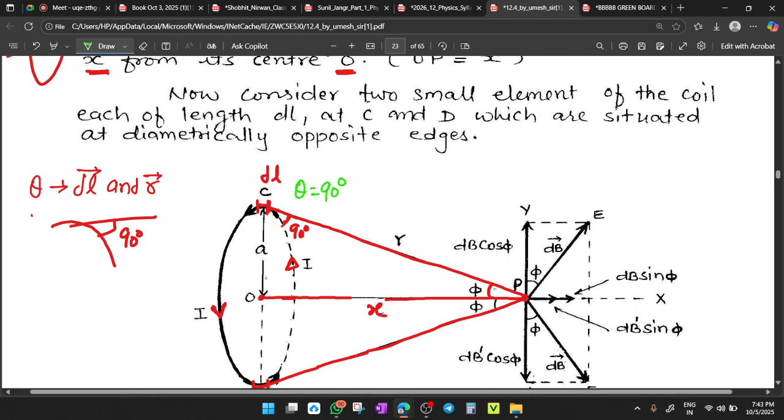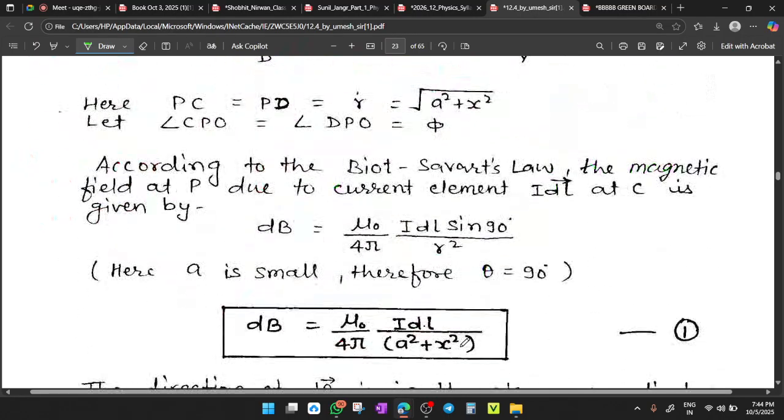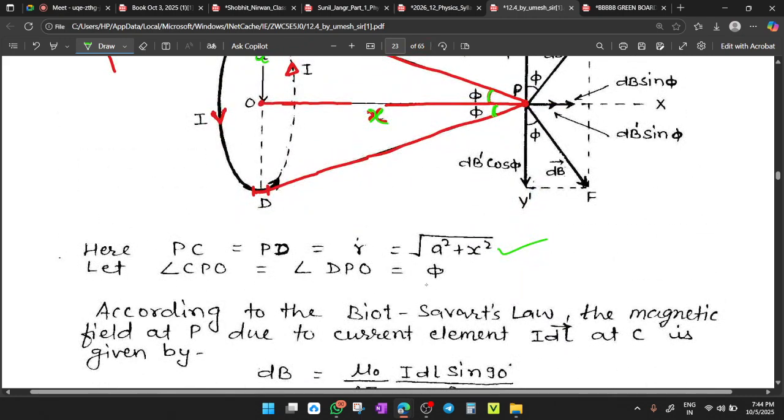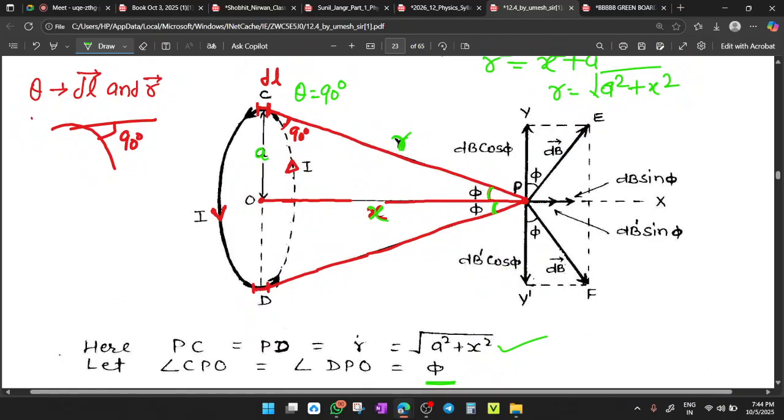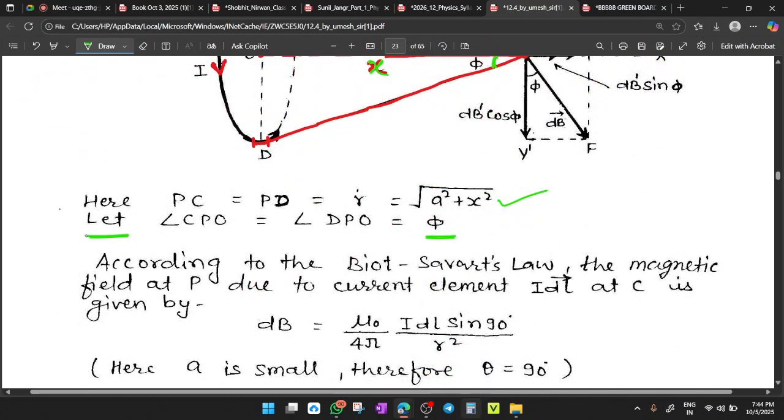So we have considered another angle phi. Both the angles should be equal as the diagram is symmetric. So this is equal to phi. Now if this is x and this radius is a, then by Pythagoras theorem, you must write r squared equals x squared plus a squared. Clear, guys? So r equals under root a squared plus x squared. And both the angles CPO and DPO are equal to phi.